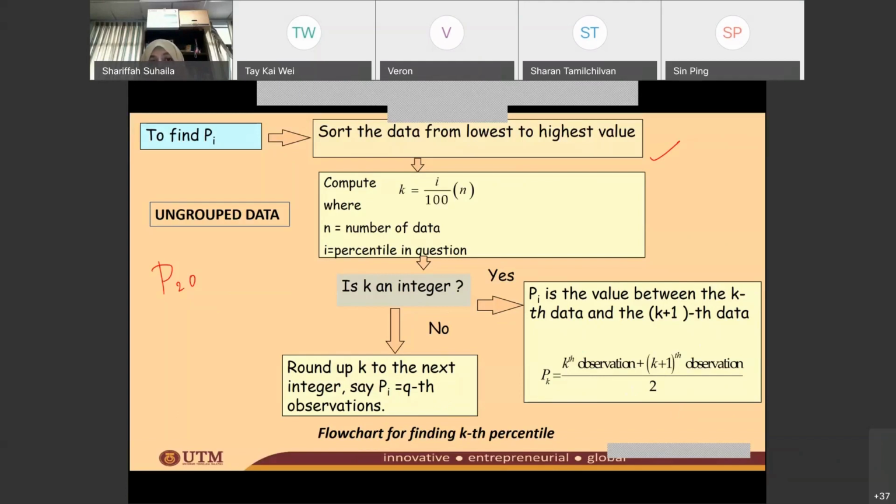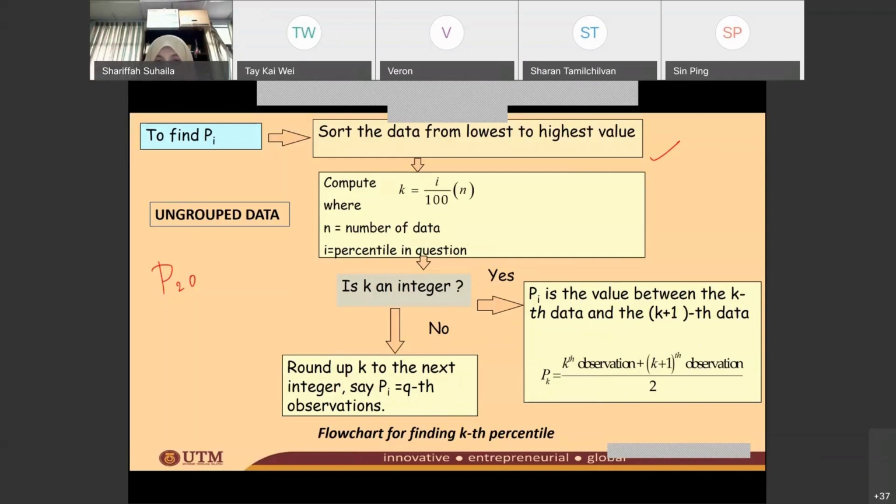First, identify your k. k is i over 100 times n, the number of your observations. Check whether your k is an integer or not. If not, just round up to the next value. If yes, you take the average, and then determine the value of Pk.